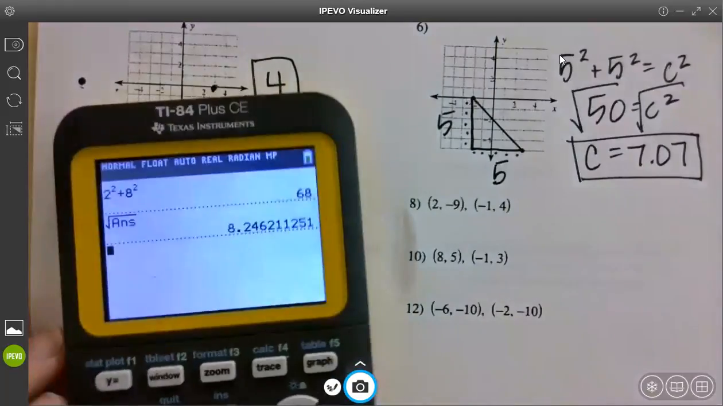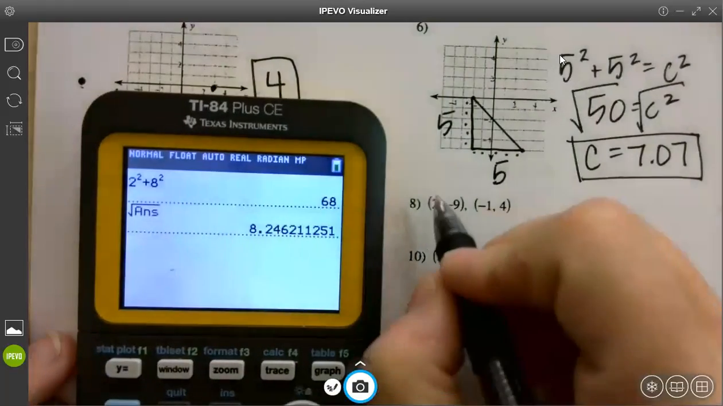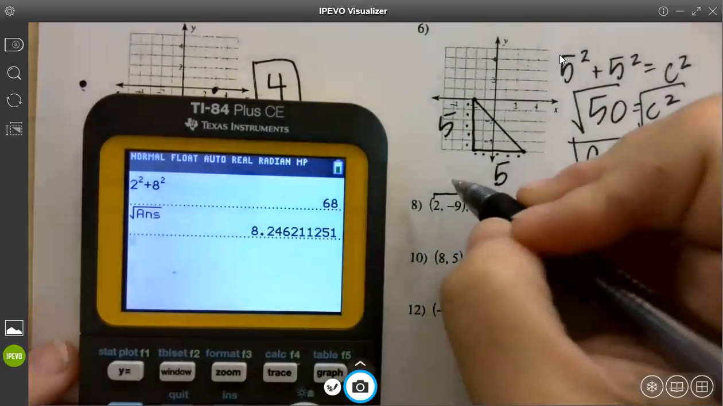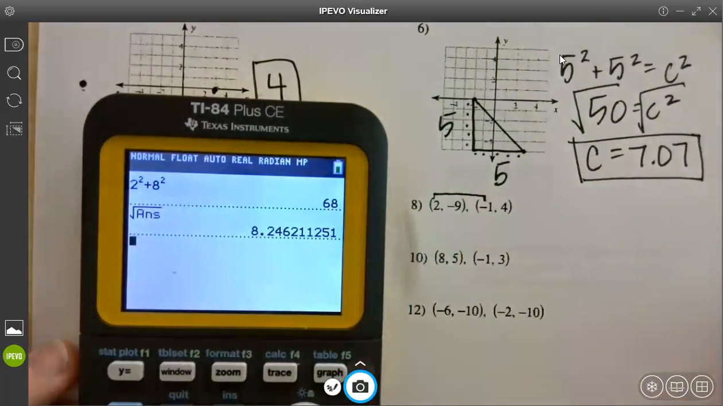Okay. Look at number 8. How far is 2 from negative 1 on a number line? 2 to negative 1. A little bit more. 3.